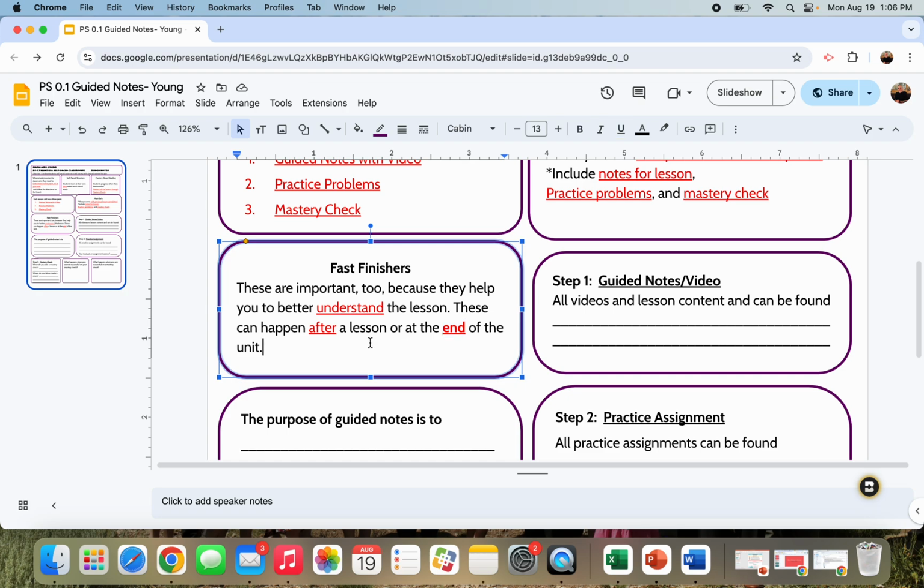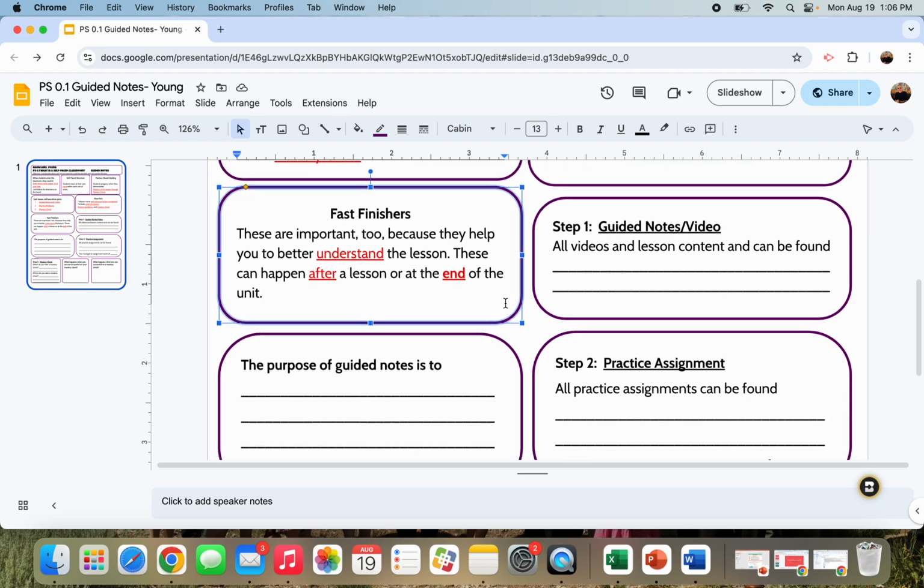Sometimes these could be IXL, which is practicing on your computer. Sometimes these could be working on an extended assignment just to extend your learning and help you better understand the lessons, okay? And like deepen your understanding.